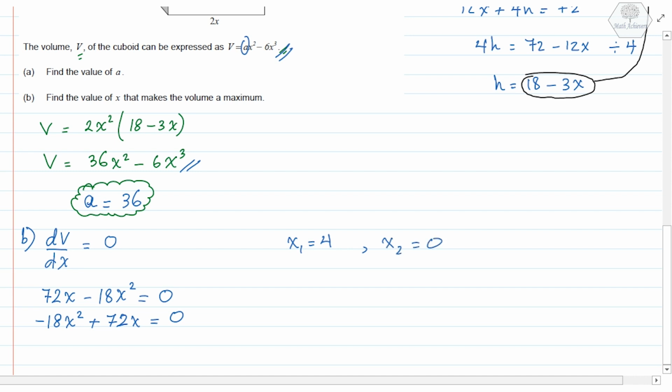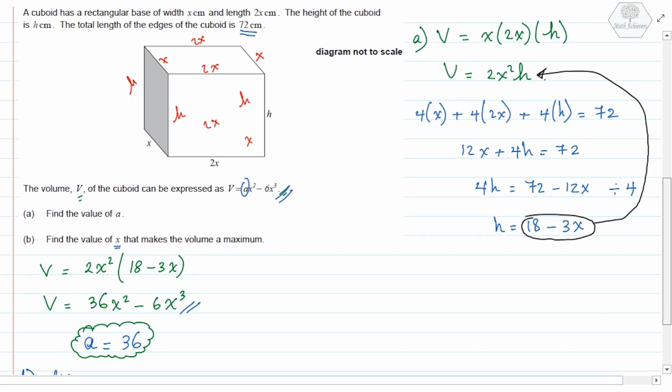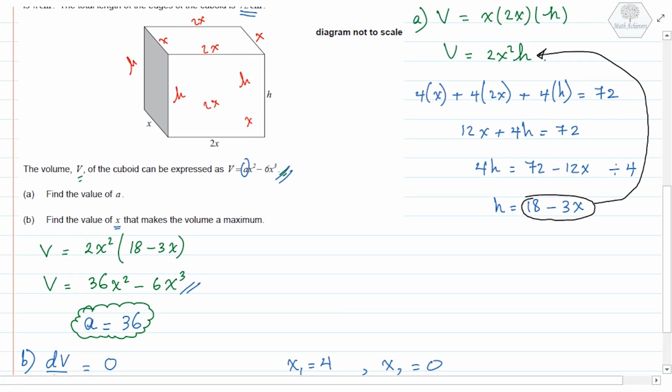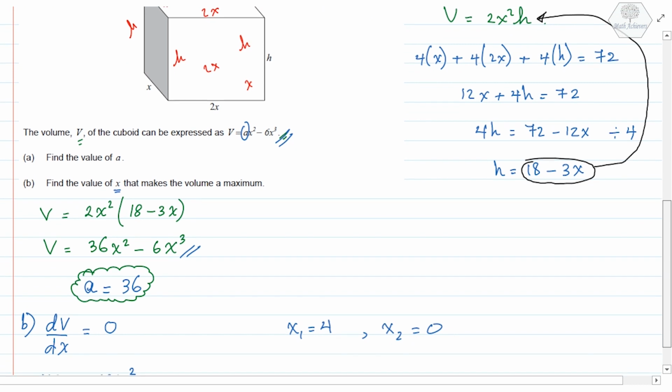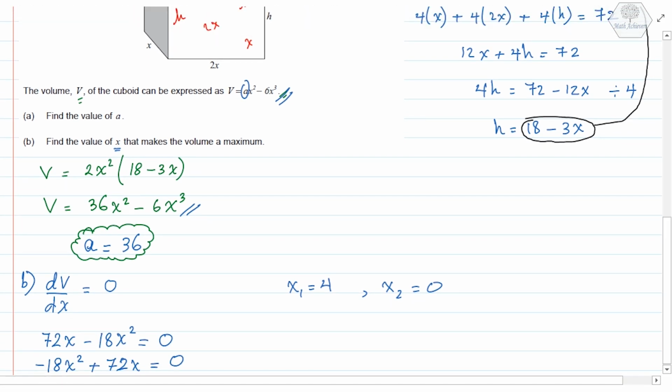The question wants the value of x. And the question contains the volume and lengths. So can x be equal to 4? Yes, it can be equal to 4. Can x be equal to 0? No, because no length of any side can be equal to 0. So in this case, we reject this value and we take the x value to be equal to 4. So this is my answer.